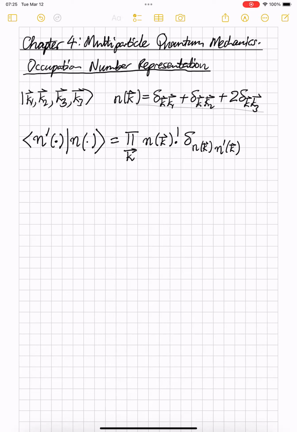So this occupation number function is telling us there's one particle in the state with momentum k1, there's one particle in the state with momentum k2, and there are two particles in the state with momentum k3. So that's why it gets the name of the occupation number representation. I want you to notice something else as well, which is well worth noting, and it's the following.